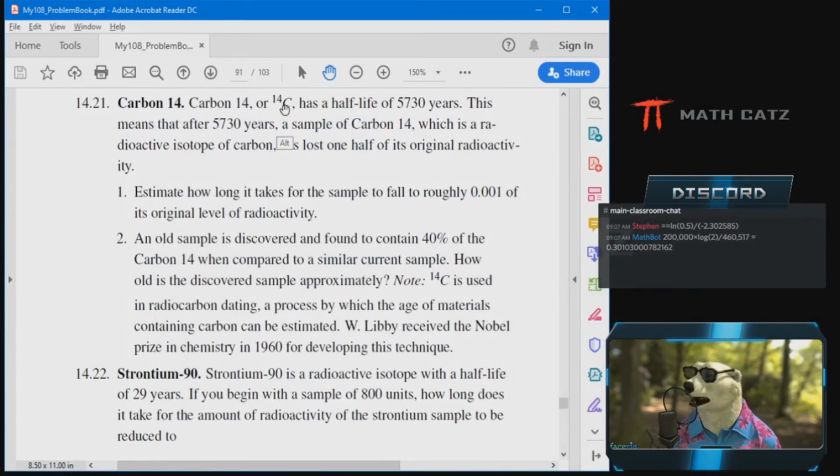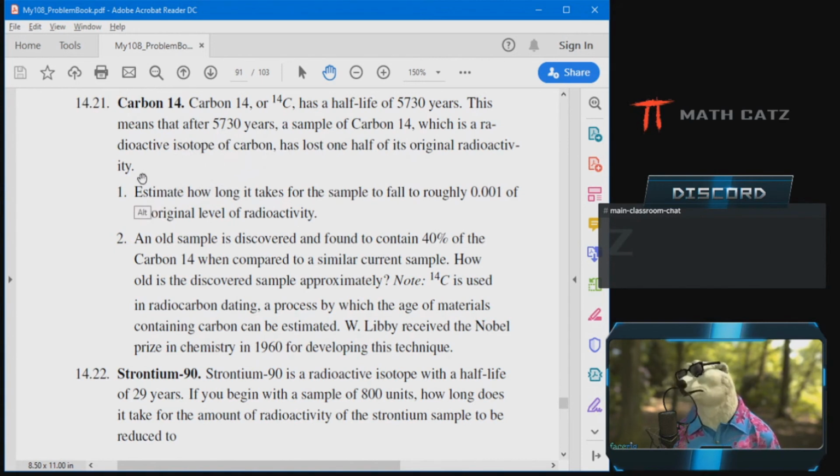Carbon-14 has a half-life of approximately 5,730 years. This means that after 5,730 years, a sample of carbon-14, which is a radioactive isotope of carbon, has lost 1/2 of its original radioactivity. That's what half-life means. So it just takes a very long time.